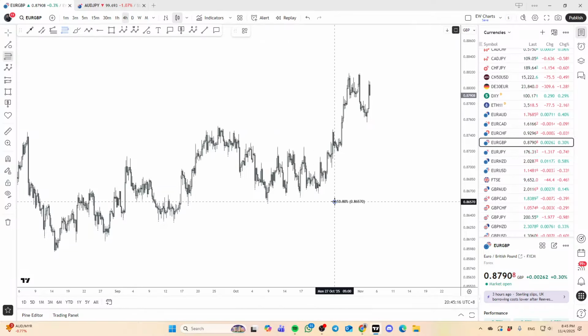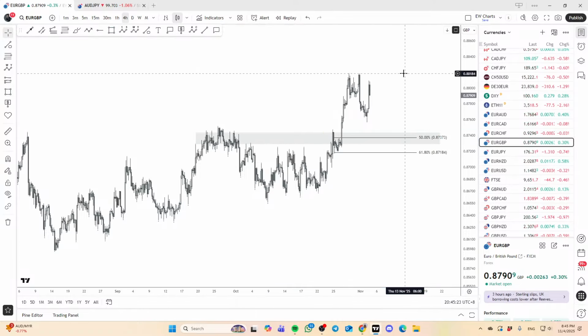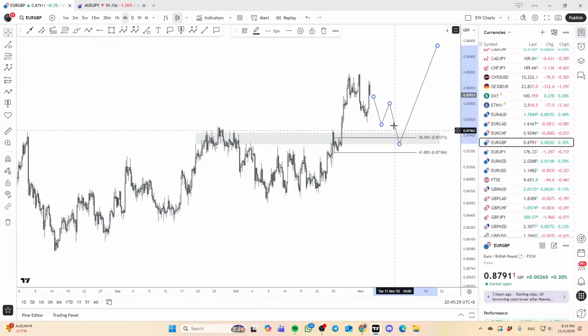Okay, if you want to be a little bit more specific, I would say like 8740 would be your first expected target for this pullback trade, right? I mean, if you're looking at this, the first layer, of course, is anticipating that this is just a pullback. Okay.